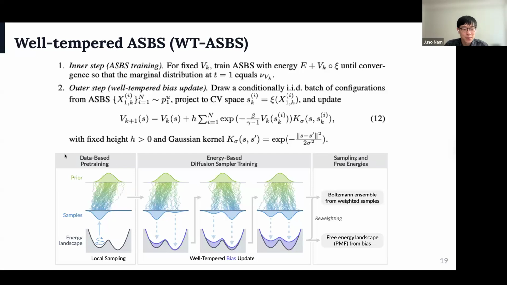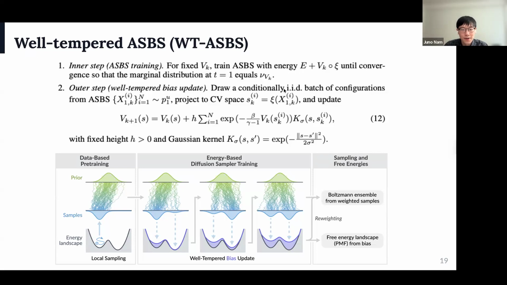So up to this point is an easy starting point. But if we only train by energy, then we'll get the same self-reinforcing behavior that essentially confines the sampling in this mode. But as soon as we turn on this outer step of well-tempered bias update, then we'll start stacking the bias potential on this mode of the energy landscape. And the sampling distribution will slowly tilt to another mode as well.